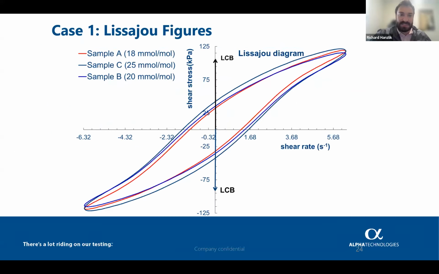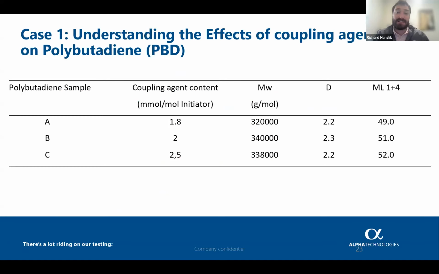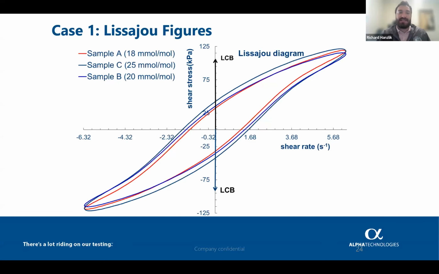So in this case, we see it's a lot more sensitive than some of the other methods that are out there. We know that the molecular weights are very, very similar. We know that our dispersity index is very, very similar, 2.2 compared to 2.3. We know that our ML1+4s are very similar, 51, 52, 49. So I'm going to venture to say that this method's a lot more sensitive than what's available currently. So it's going to be able to pick up pretty small differences between these.